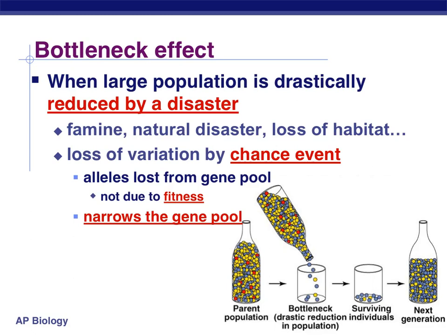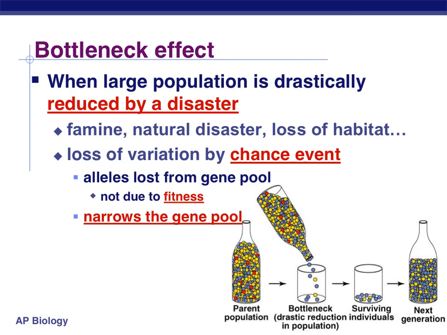I want you to note one of the main differences between this and natural selection: this has nothing to do with fitness. Okay? For the most part, even if an animal was a fast runner, they would not be able to outrun a lava flow. So this has nothing to do with actual fitness, but is a complete freak accident. Let's think of it that way.